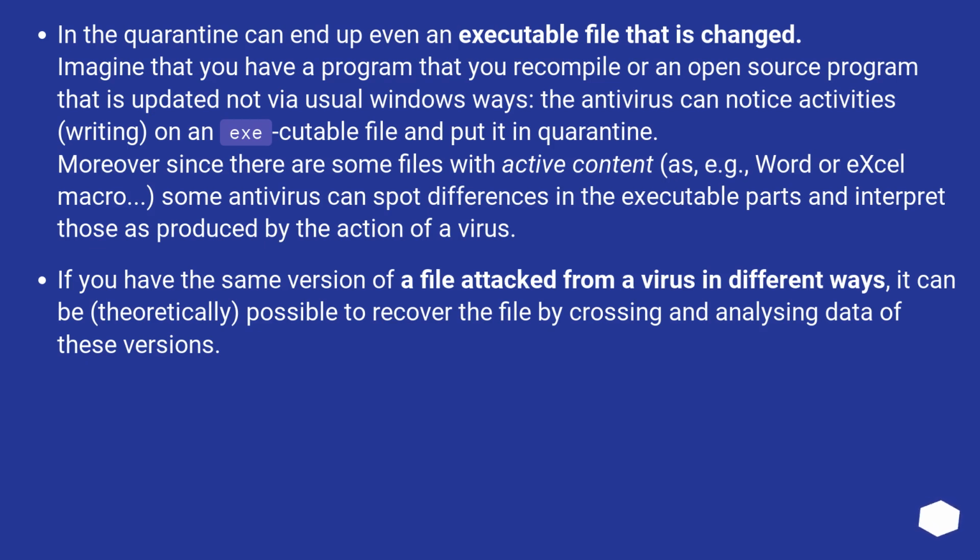In the quarantine can end up even an executable file that is changed. Imagine that you have a program that you recompile or an open source program that is updated not via usual Windows ways. The antivirus can notice activities, writing, on an executable file and put it in quarantine. Moreover, since there are some files with active content, as, for example, Word or Excel macros, some antivirus can spot differences in the executable parts and interpret those as produced by the action of a virus.